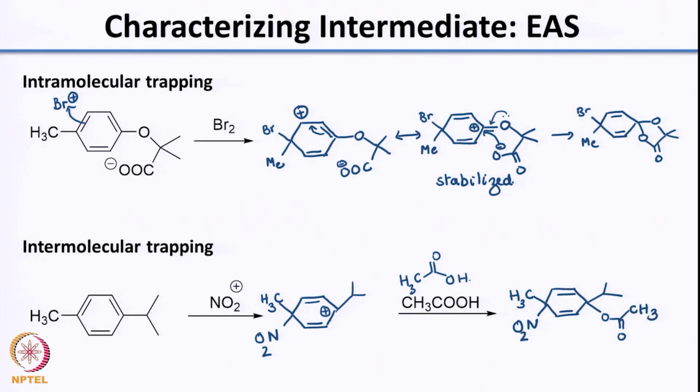So, here we have seen two examples where we have used a trap to trap a carbocation or a positively charged intermediate intramolecularly as well as intermolecularly. And if you see in all these cases, the model reactant has been chosen very carefully, so that you actually get a stabilized intermediate which can be trapped. If the intermediate is too reactive, it is often very difficult to trap it.